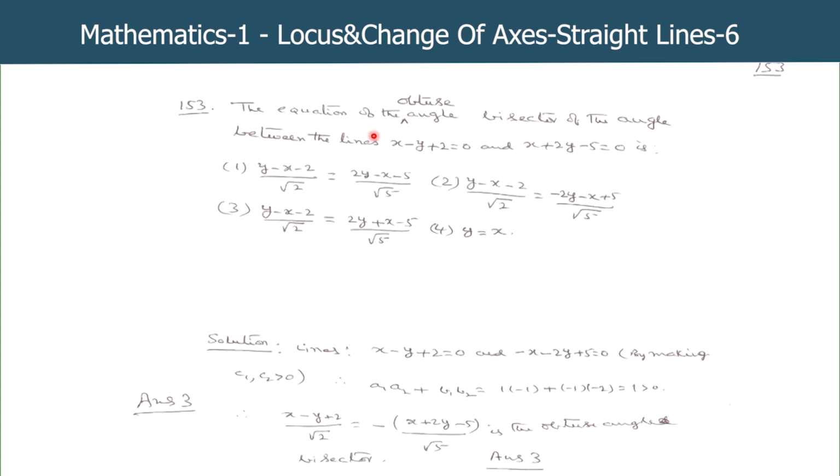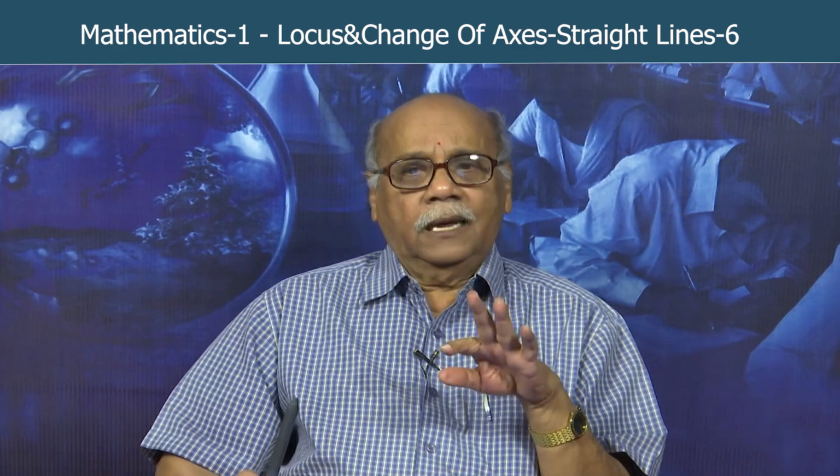153. The equation of the obtuse angle bisector of the angle between the lines x minus y plus 2 equal to 0 and x plus 2y minus 5 equal to 0 is so and so. Options are given. Now here is a small technique, to find which bisector is the acute angle bisector and which is the obtuse angle bisector. There will be two methods.